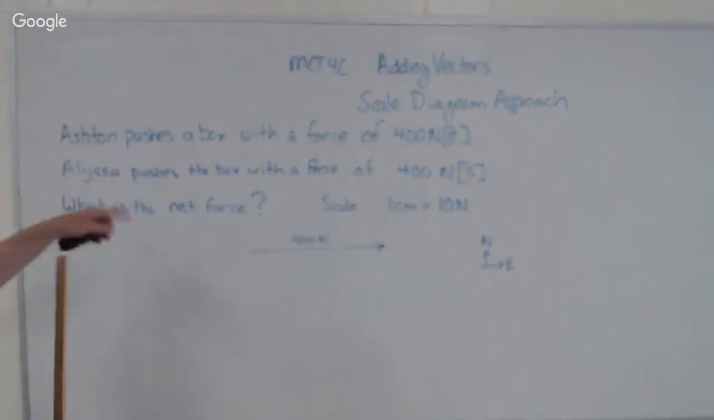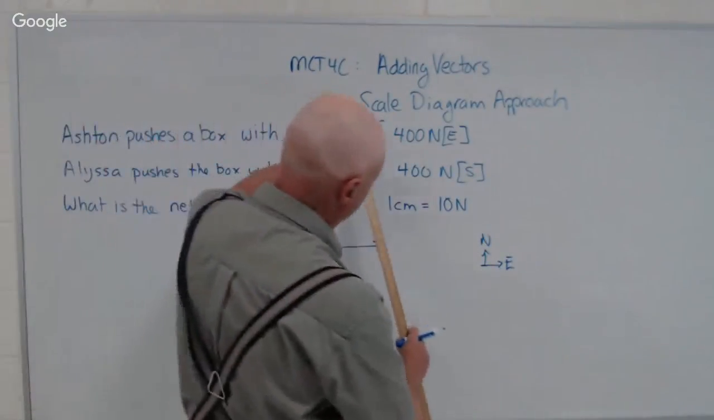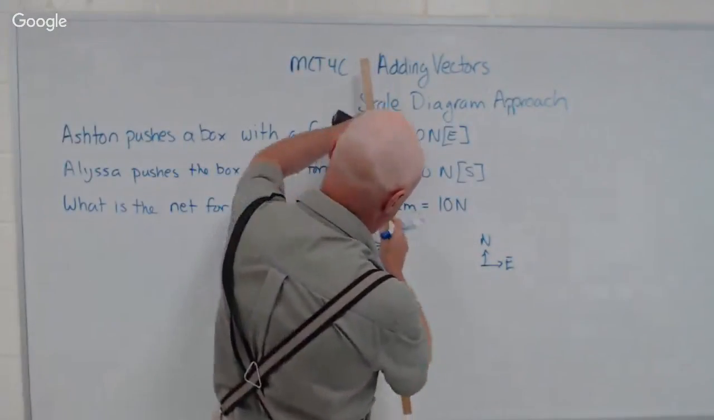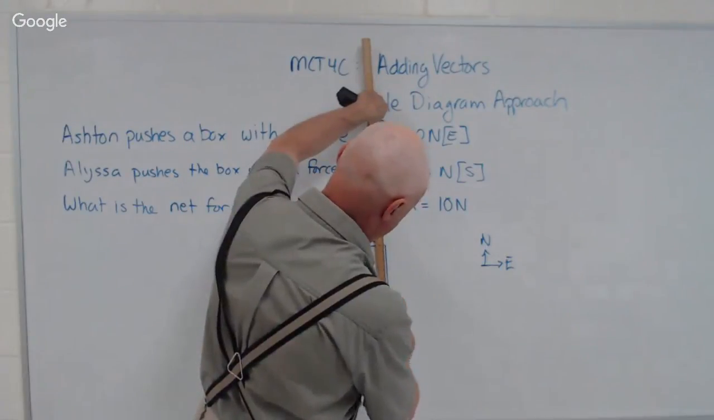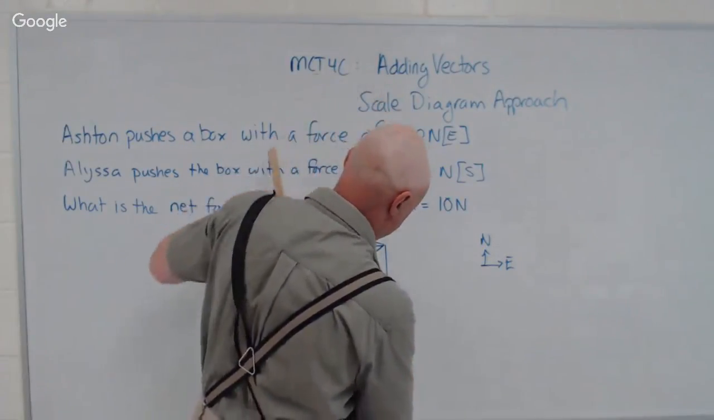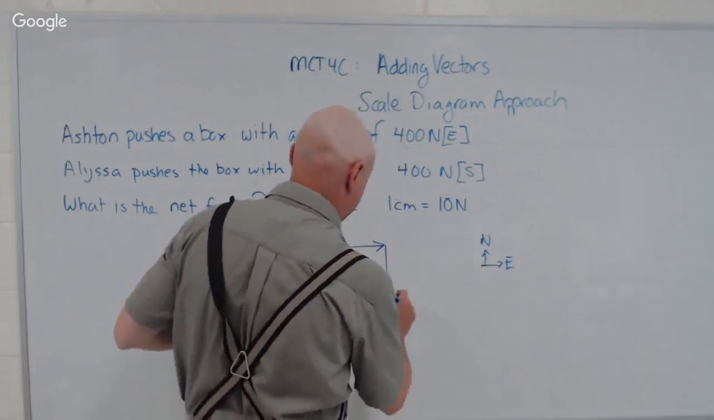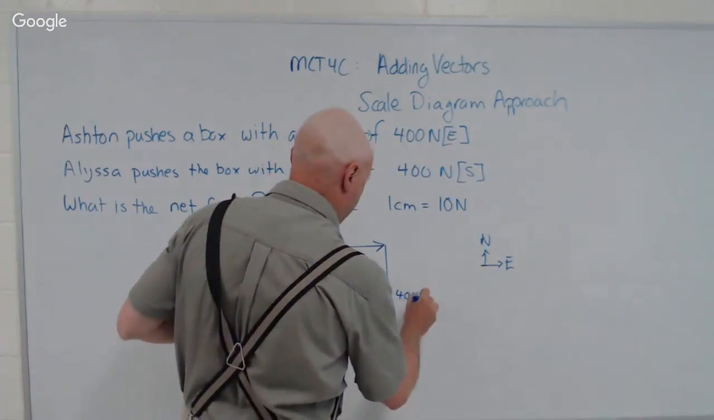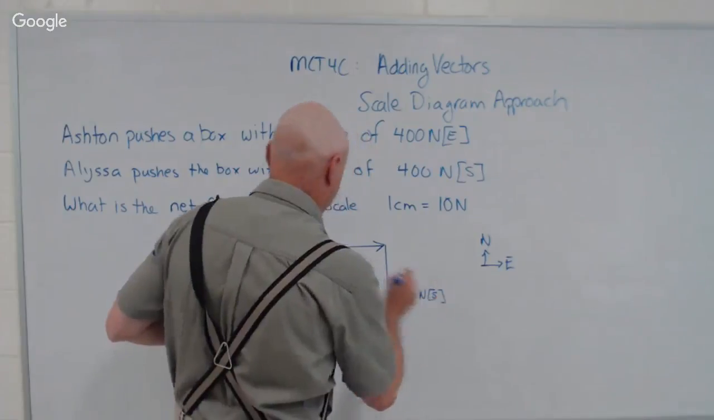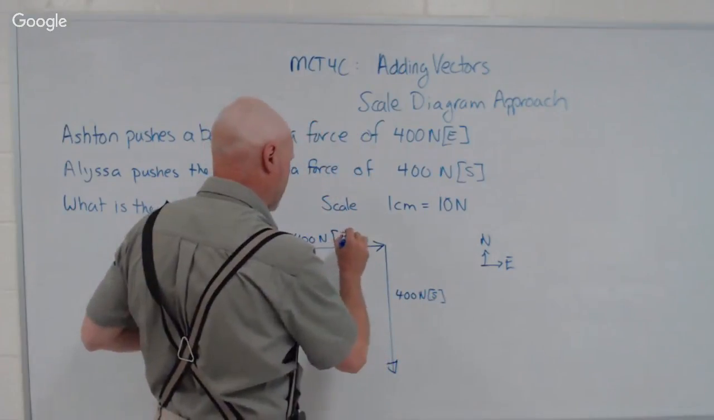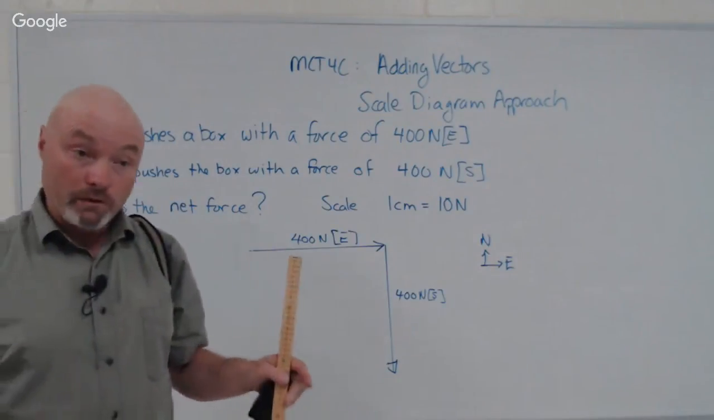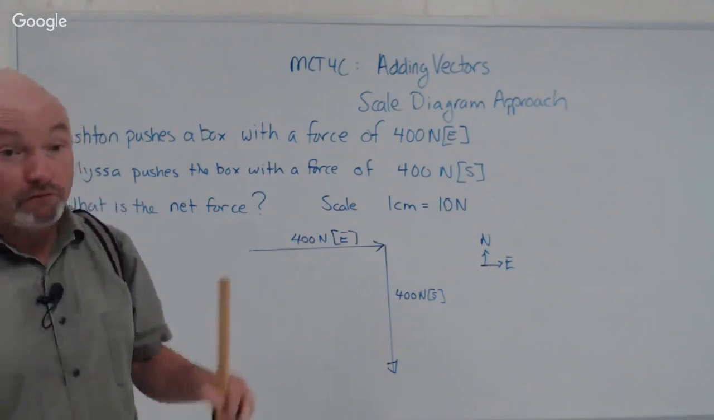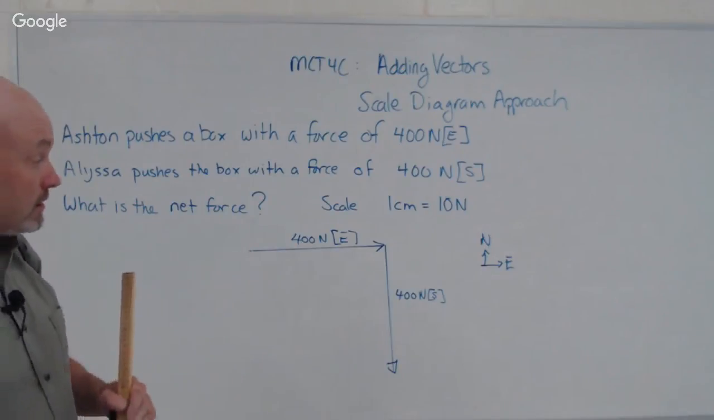Okay. Alyssa is pushing with a force of 400 newtons south. And so using my ruler, and if I had nice grid paper, this would be just slightly easier. But because they're at 90, it's really pretty nice. Okay. So there we go. 400 newtons east. There's 400 newtons south.